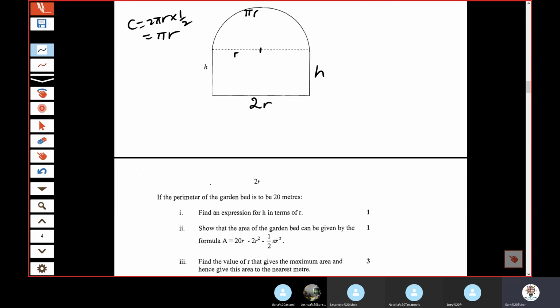And it says the perimeter is 20 meters. Find h in terms of r. I think you guys can do that one. Go ahead and start that. I can definitely see what's letting you down with this topic.